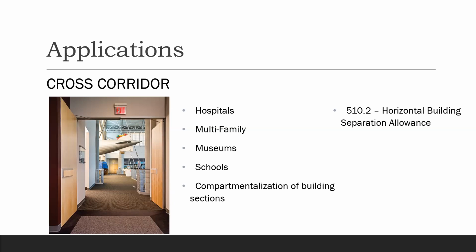And 510.2 actually goes into that horizontal building separation allowance and the area, the building height, the occupancy classification. All of those things are going to come into play when determining where that horizontal separation with assemblies is going to be required.